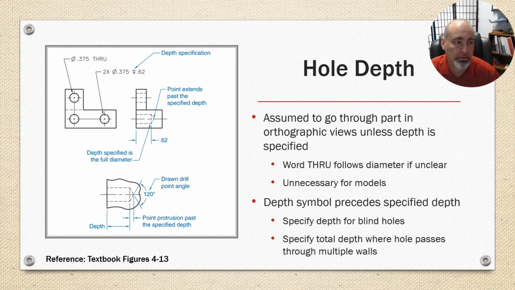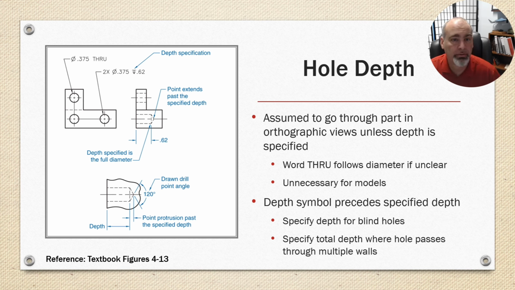And specify the total depth where a hole passes through multiple walls. Okay, so in the example on the left, the reason we have to say through on the one through hole is there's two other holes, the same exact diameter, that have a depth to them. So to differentiate the one location that goes all the way through, you clarify it with the word through.